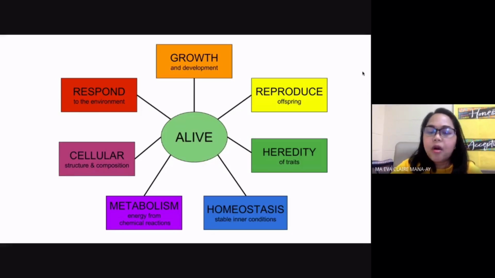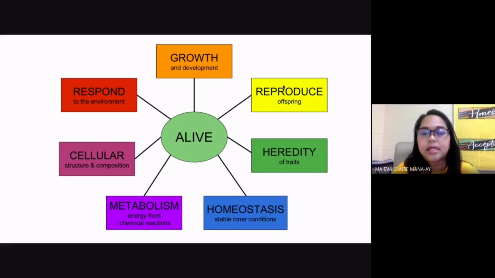Now, this here on the screen, you have the different characteristics of life. This means these are the different categories that would make us say that something is living. We say something is alive if, first, it is exhibiting growth and development. If something is growing and developing, then we can say that thing is living. So this is one component of a living thing. It has growth and development, so we can say that it is a living thing.